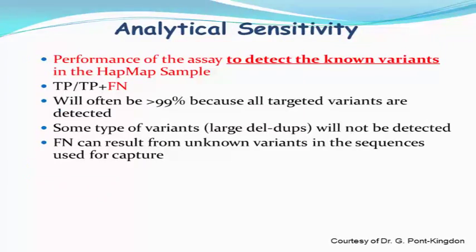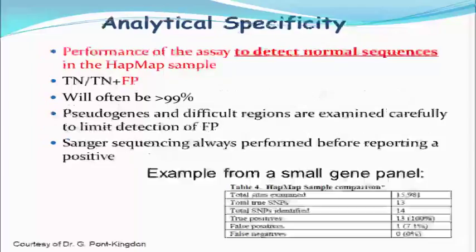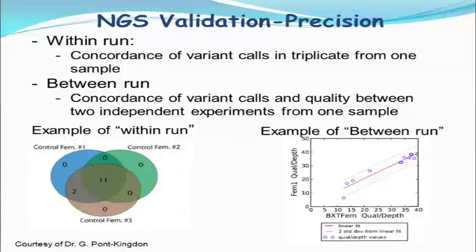For accuracy, we need to determine the analytical sensitivity and analytical specificity, and for precision, we need to do within-run and between-run. Within-run will determine the concordance of the variants in triplicate of one sample, and between-run will be the concordance of the variant calls and the qualities between different runs.